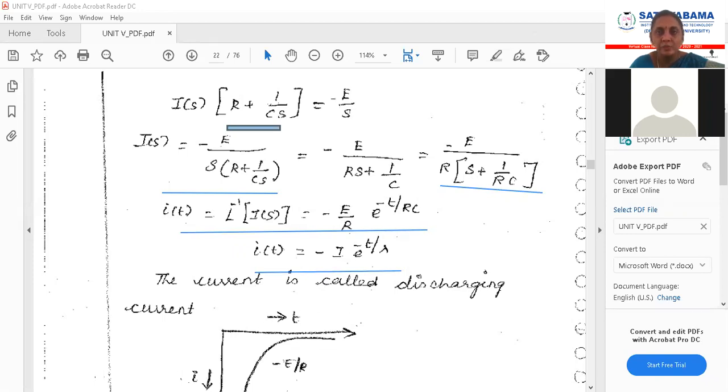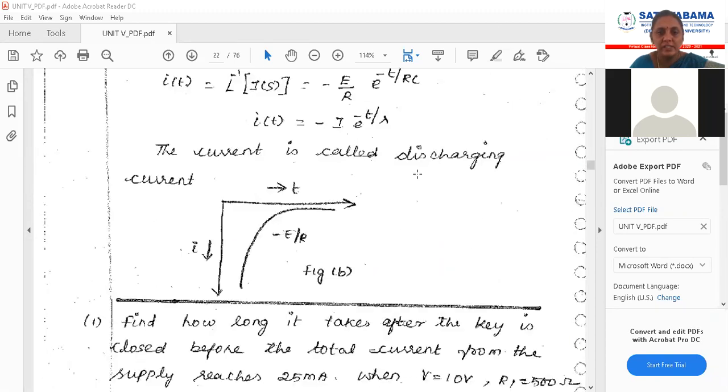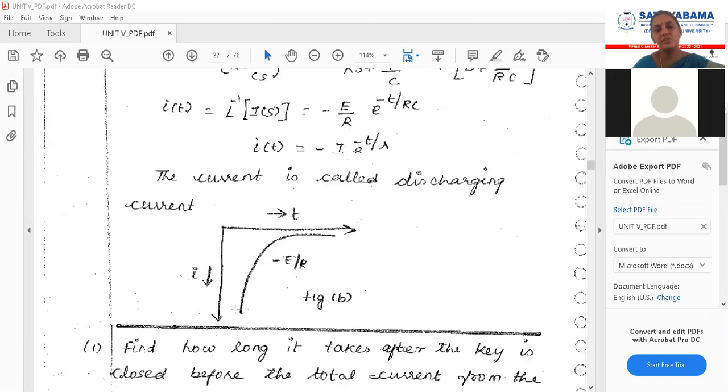So now how to draw the response? Check here. The response for discharging current will be like this. Same way, you can give some values for t. Small t is equal to, first put t is equal to lambda. Second step you put t is equal to 2 lambda. Third step you put t is equal to 3 lambda. T is equal to 4 lambda. So what will happen? The lambda will get cancelled. You will get the value as e power minus 1, e power minus 2, e power minus 3, e power minus 4.